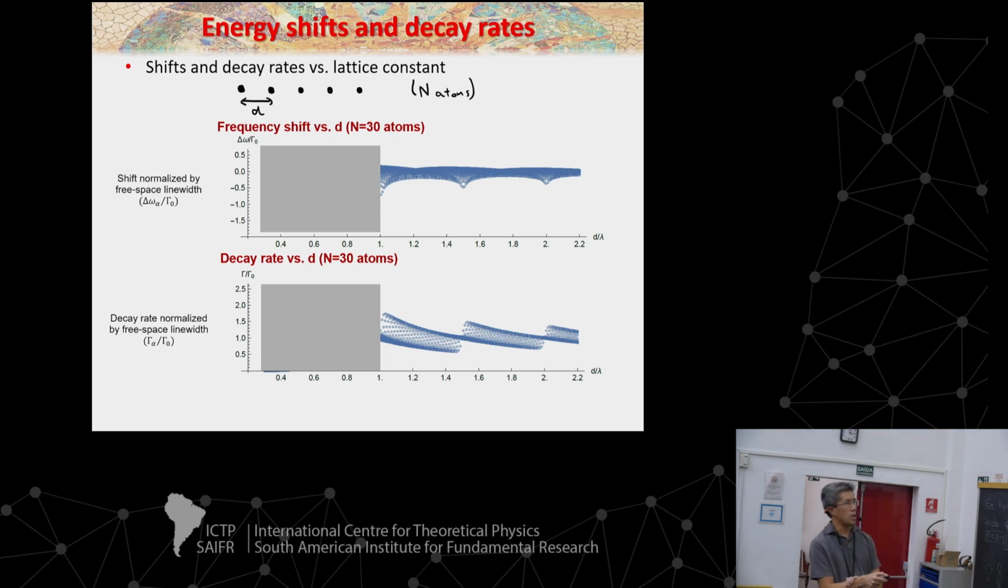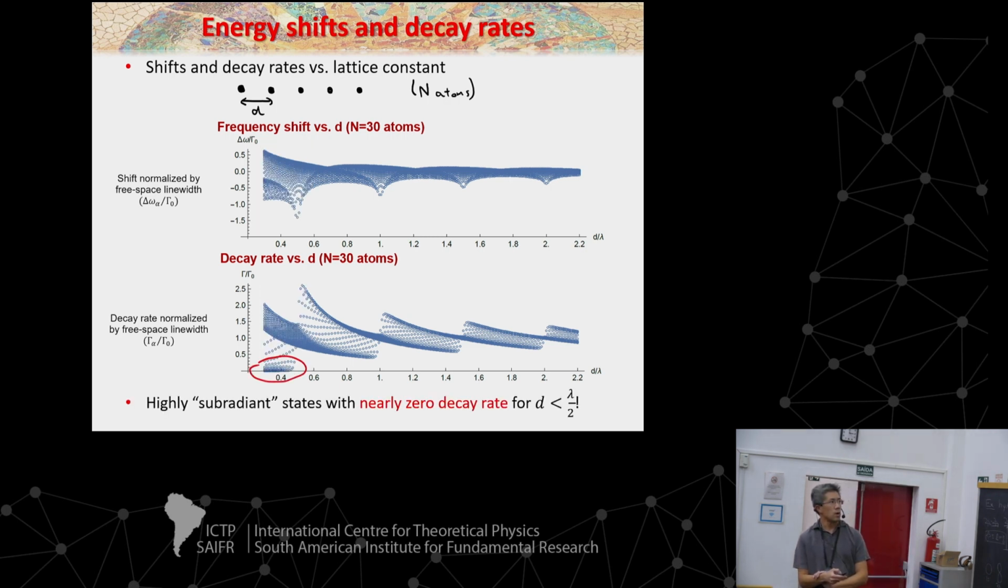And then you keep making the lattice constants smaller and smaller. You see that the range of decay rates, the deviation from 1, gets bigger and bigger. Similarly, the range of resonance frequencies gets bigger and bigger. And then once you go to a lattice constant that's below lambda over 2, you see very qualitatively different behavior emerge. For 30 atoms, if I choose the lattice constant to be less than lambda over 2, I get a range of decay rates for these eigenstates.